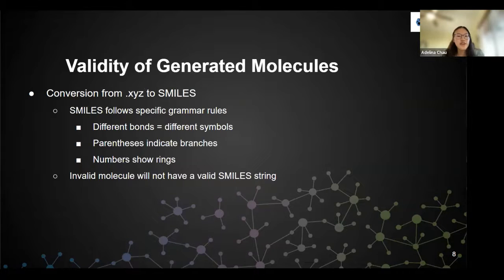Furthermore, after we generated our molecules, we had to find a method to validate and find which ones were actually valid and which were not valid. So to do this, we actually converted from the XYZ format back to the SMILES string representation. This is because the SMILES representation follows a very specific set of grammar rules. For example, different types of bonds have different symbols, parentheses are used to indicate different branches in the molecule, and there are numbers to show different rings in the molecule.